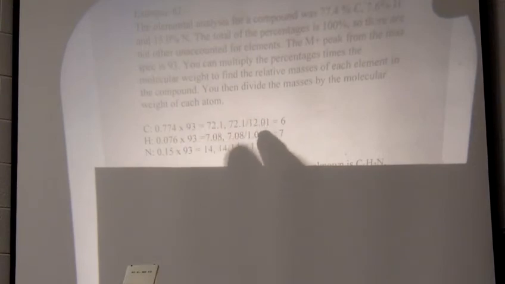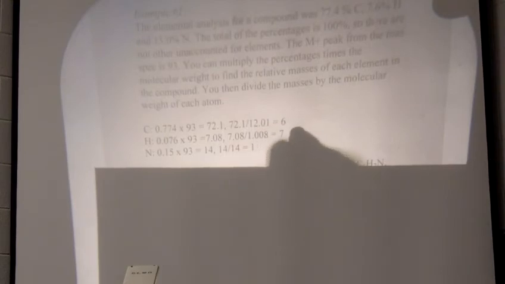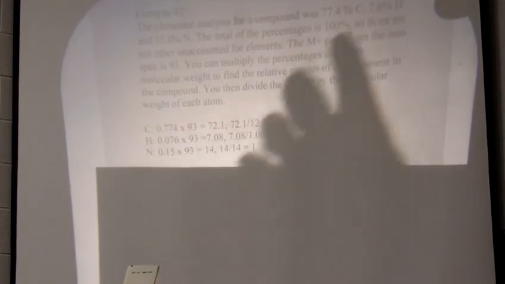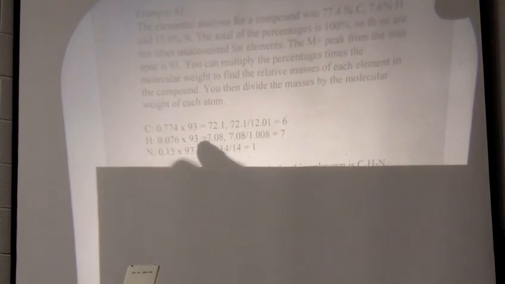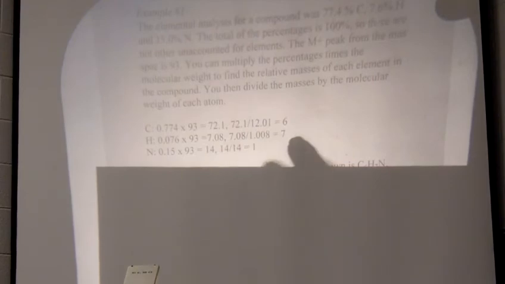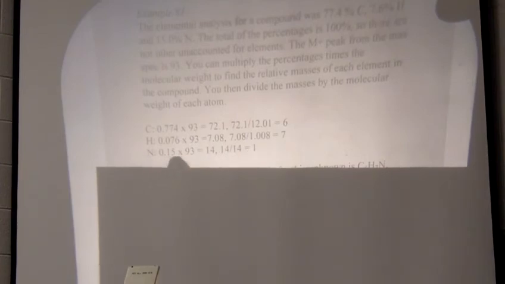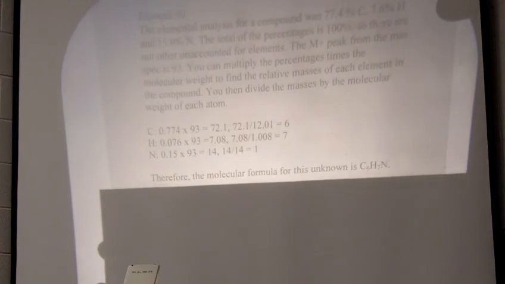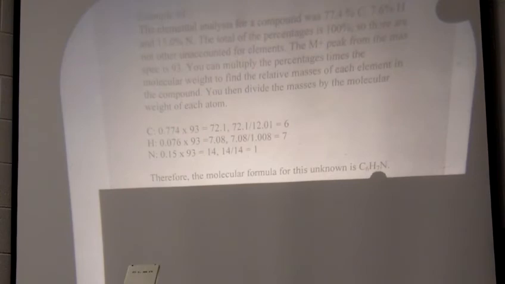Take that and divide it by the molecular weight of carbon, and you figure out how many carbons you have. So in this case, we have 6 carbons. For hydrogen, it's 7.6% or 0.076 times the 93, which is 7.0 grams per mole. Divide that by the molecular weight of hydrogen, and we have 7 hydrogens, okay? And for the nitrogen, 0.15 times 93 is 14, and the molecular weight of nitrogen is 14, so 14 divided by 14 is 1. Therefore, our formula from this analysis is C6H7N, okay?